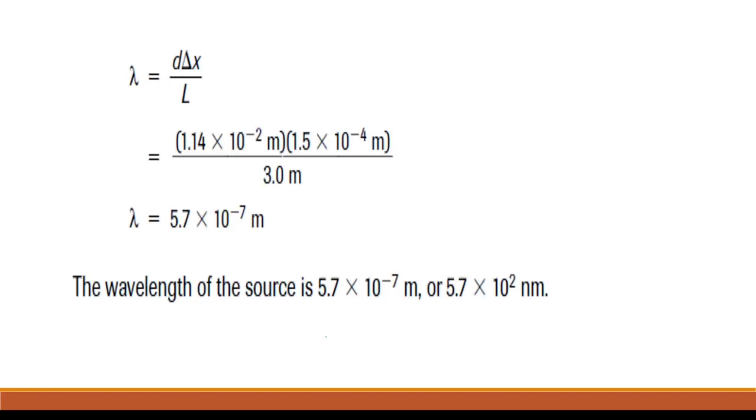So let's rearrange for lambda: D times delta x over L. Plug in our values. We converted them, so they're consistent: meters, meters, and meters. And we have a wavelength of 5.7 times 10 to the -7 meters.